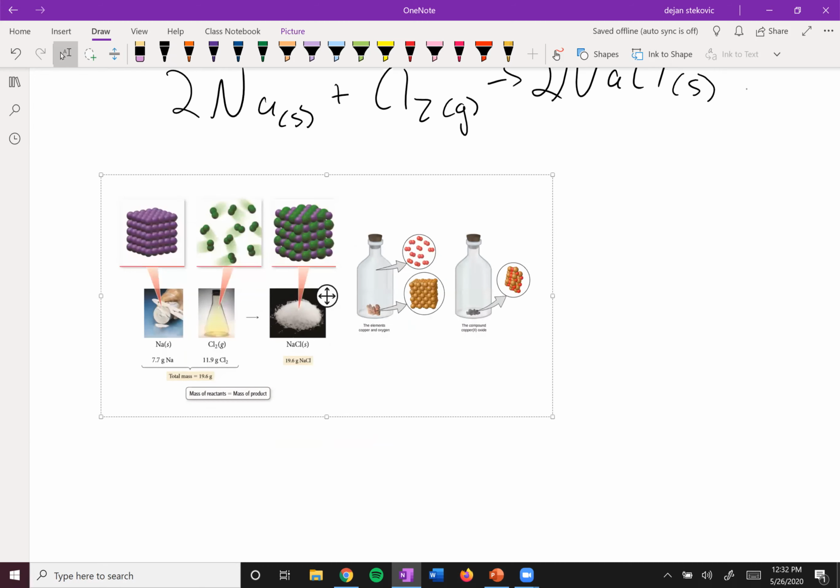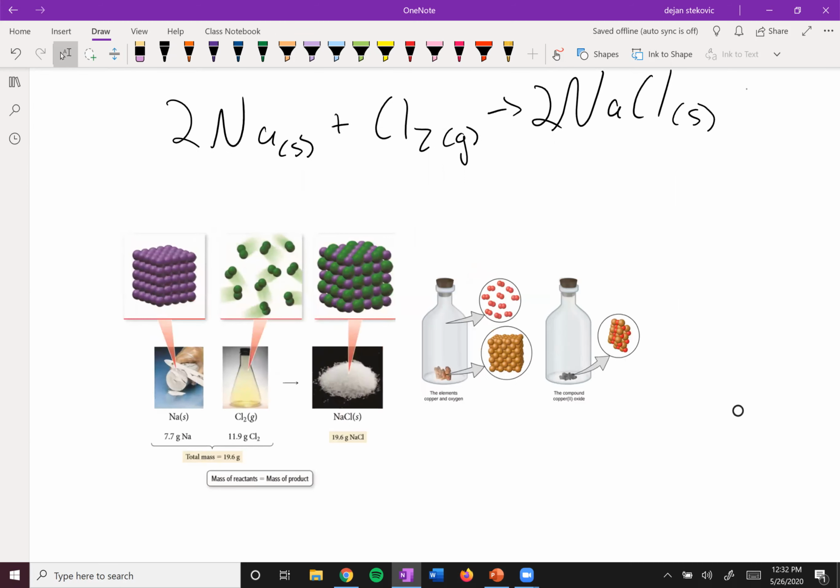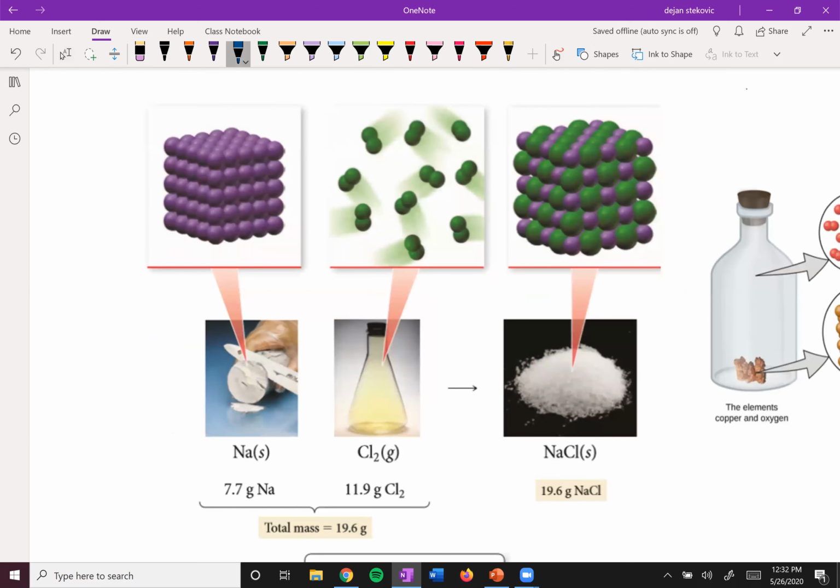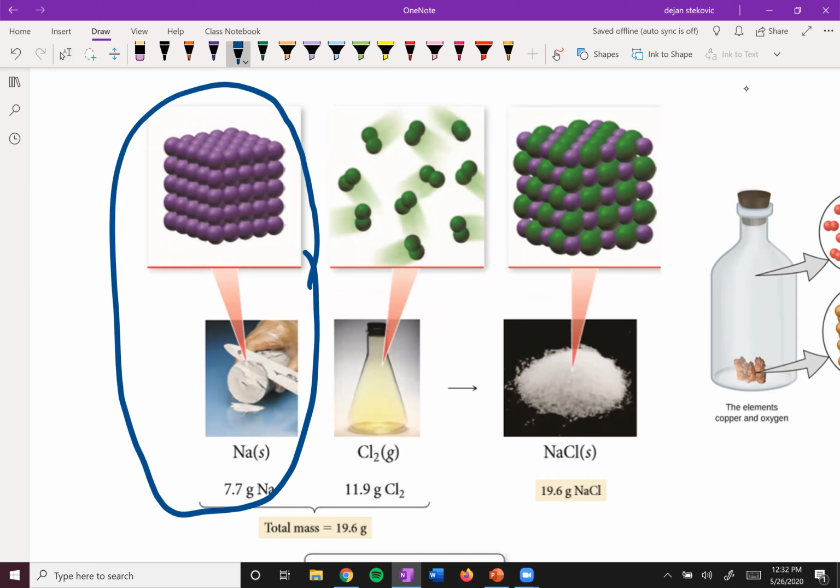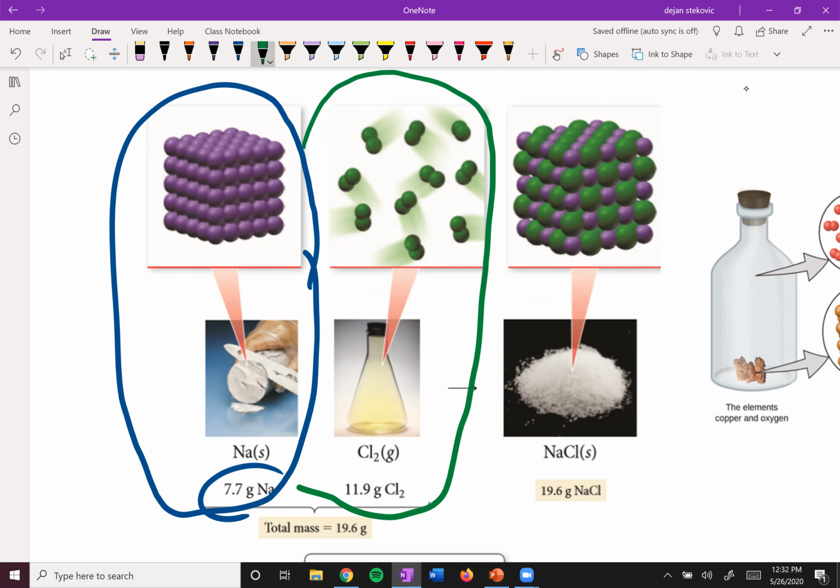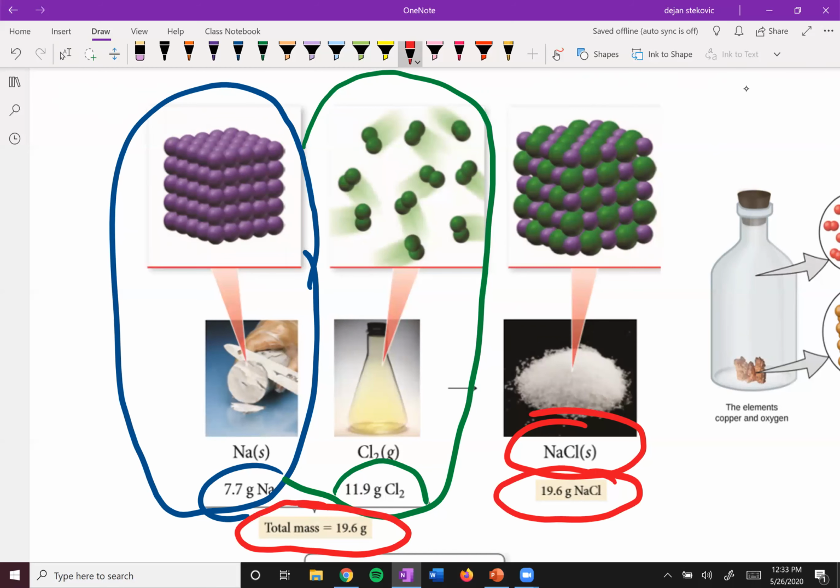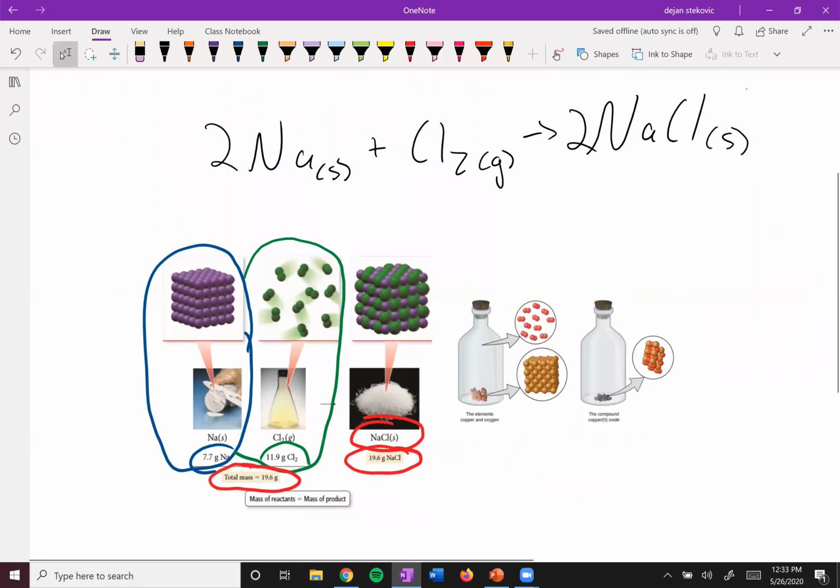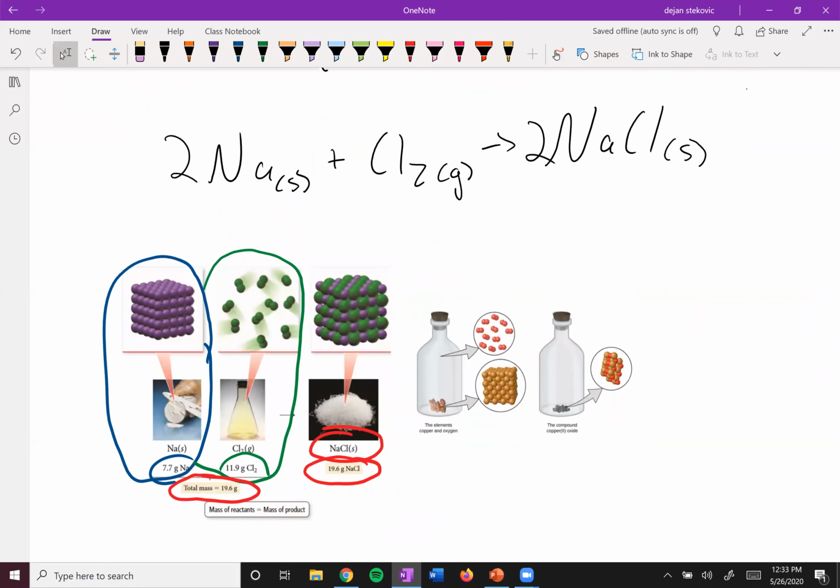So this picture on the left demonstrates that. You can see on the left, we have some molecules of sodium, in this case, 7.7 grams of them. And then we have some amount of chlorine gas, in this case, 11.9 grams. And then we can combine them to form some sodium chloride, some table salt. And so the amount of mass that we had initially has to equal the amount of mass at the end. We do not create nor destroy matter. That'll be an important topic when we get to stoichiometry.